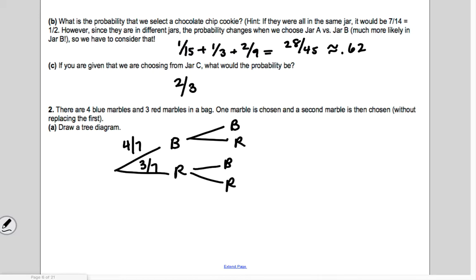So it says there were 4 blue marbles, so 4 out of 7, and 3 out of 7 for the red. Okay, once I choose a blue marble, so if I go along this route, what happens here? What's my probability of getting a blue? 3 out of, what'd you say? Out of 6, right? Because there's 1 less. What's my probability of getting a red? There's still 3, right? Still out of 6, right? Okay, what if I go the red route and I pick a red marble for the first one? There's now 1 less red marble, so now I'm down to 2, and 1 less marble in general. So my probability of getting a red is now 2/6, and my probability of getting a blue is 4/6.